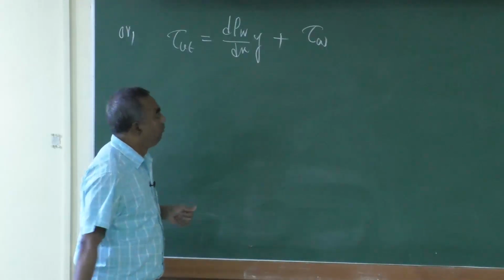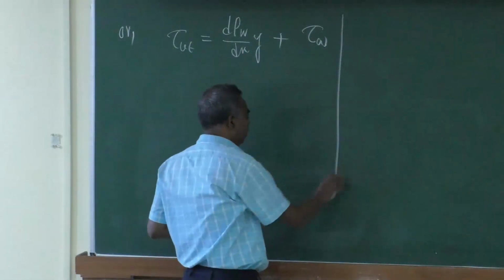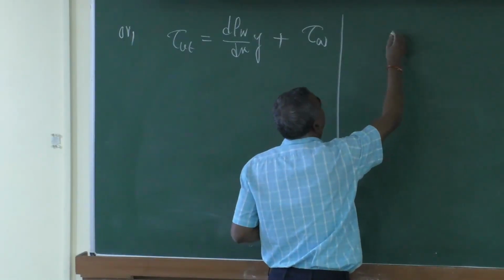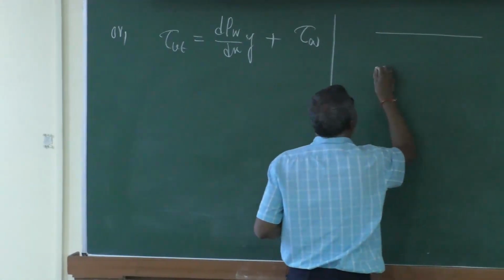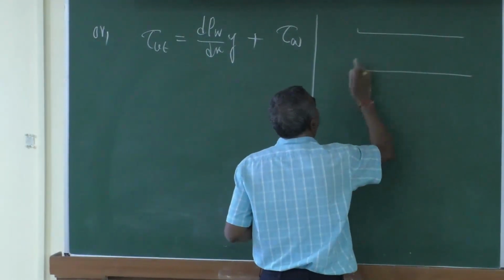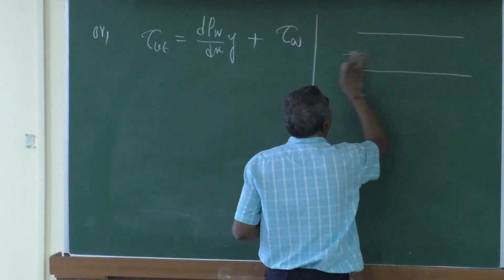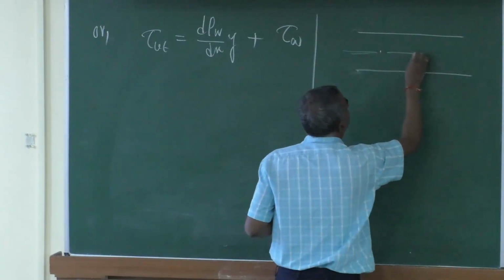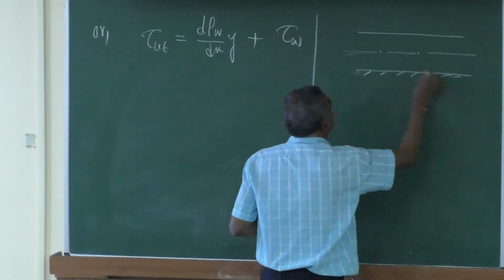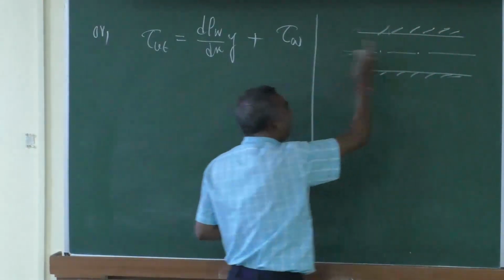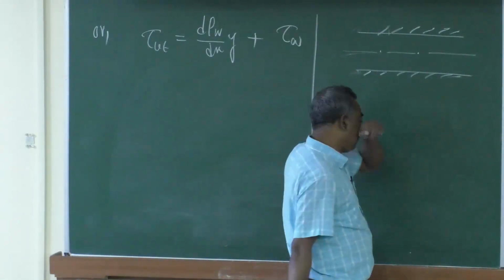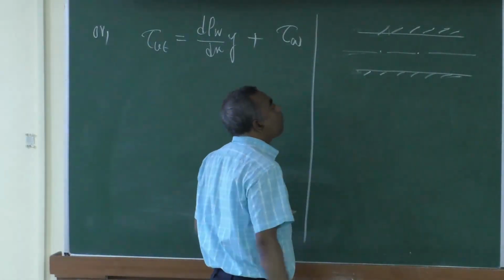This tau Vt, let me draw the tau Vt. This is our channel. Let me put the cross section, sorry. So, this is the center line, this is the wall of the channel. Let us say it is far downstream from the entrance of the channel, so that we are in the fully developed region and turbulent flow.